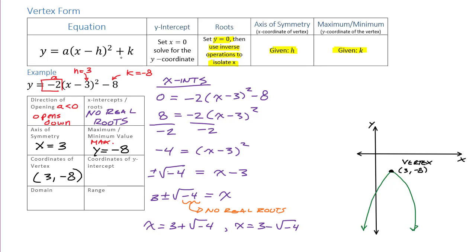All right, so finish it off. Let's find the coordinates of our y-intercept. It's the same as usual. Set the x equal to 0 to solve for y. And again, these two things are true for any equation. How do you find the y-intercept? You always set x equals 0. How do you find your x-intercepts? You always set y equal to 0. It's any equation. It doesn't matter if it's a straight line, a parabola, exponential, anything you encounter.